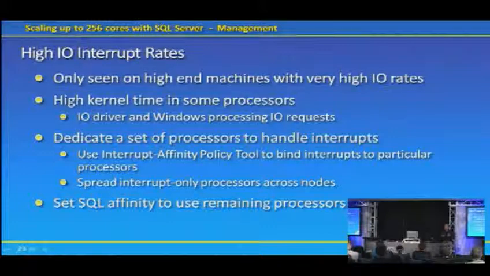Talked about this. There actually is a tool that we have. I've provided a link to it. Not that I think you will often have to worry about this, but we do provide a tool that allows you to nail interrupts to processors.